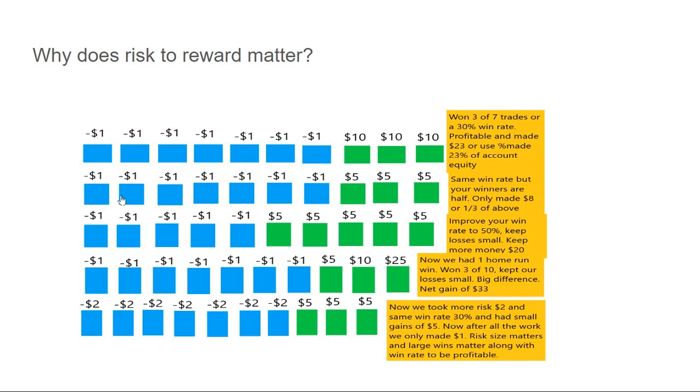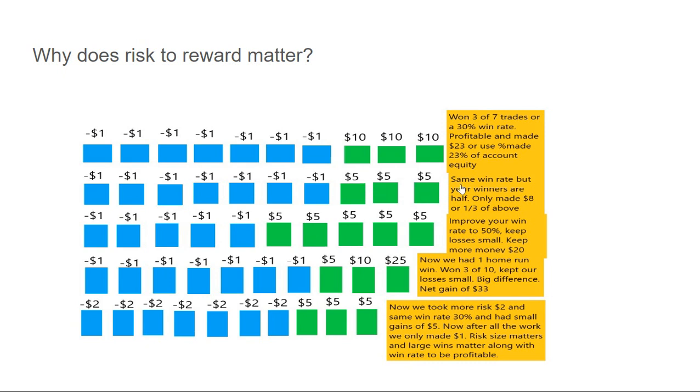Second example, we had the same win-loss ratio, right? We won 30% of our trades. On our wins, we took half of the profit. So again, a $1 loss to a $5 win ratio is still great, right? It's still 5 to 1.